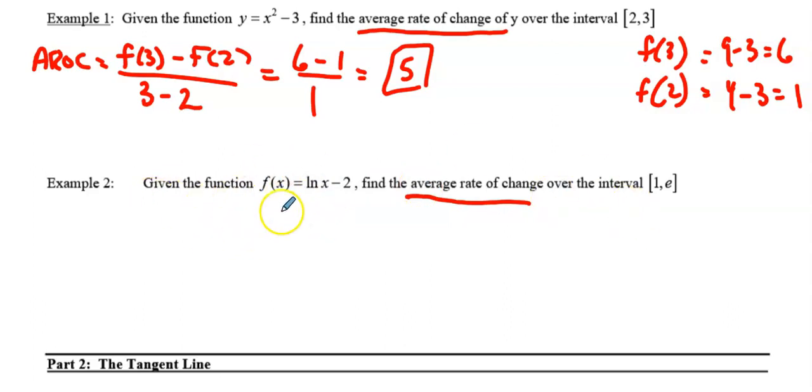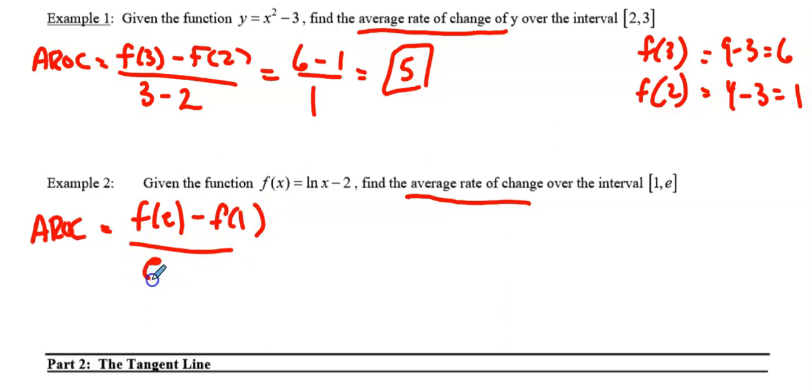So I'm going to ask you guys, given the function f of x equals the natural log of x minus 2, we want to find the average rate of change over the interval from 1 to e. So just like before, we're going to find the slope of f of e minus f of 1 all over e minus 1. And yes, if you did f of 1 minus f of e over 1 minus e, it would all work out in the end. The signs would be the same at the end. But I always just go right to left. I always like to do f of e minus f of a, but it doesn't really matter.